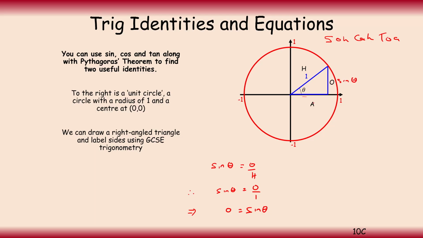I'm going to look at the adjacent. I know the hypotenuse, so I can use cos theta. Cos theta is equal to the adjacent over the hypotenuse, so A over H. The hypotenuse, the radius of our unit circle, is 1. So cos theta is equal to A over 1, which means that A equals cos theta. So I'm going to write that in here.